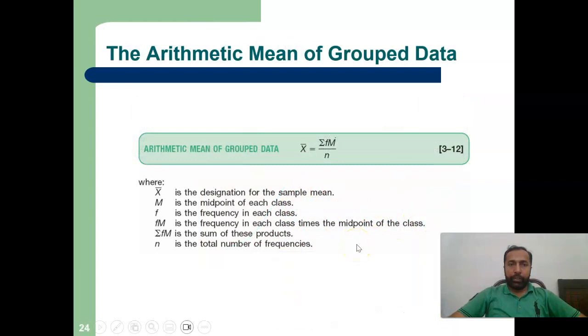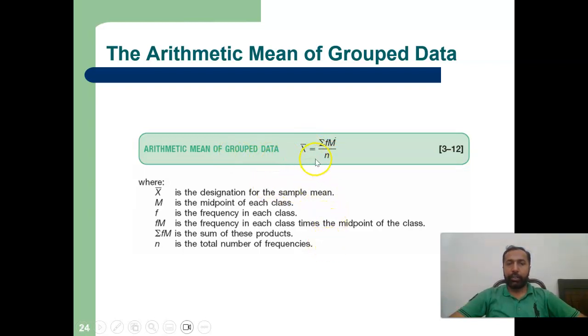Now we shall discuss the arithmetic mean of grouped data. We already know that to find the arithmetic mean, we simply add the values: sum of x over n. However, if this is grouped data like a frequency distribution, which I'll show you in the next slide, then we multiply the frequency with m, where m is the midpoint. Then we take its sum and divide it by n, and we get x bar, which is the arithmetic mean of grouped data.